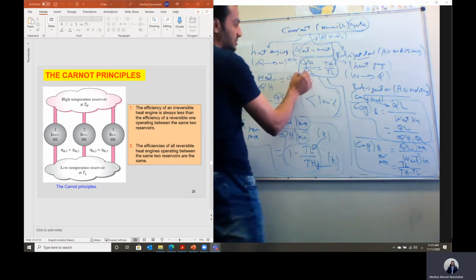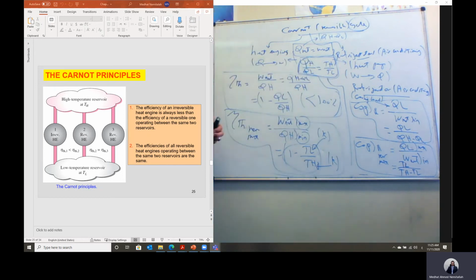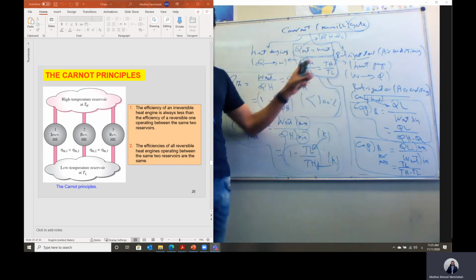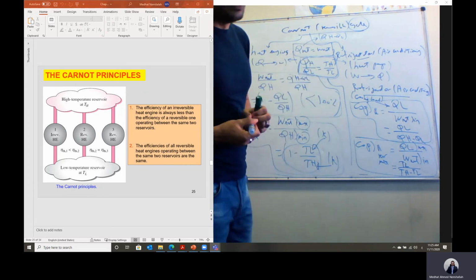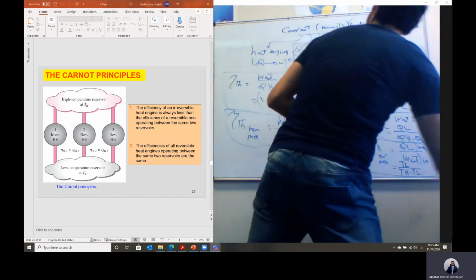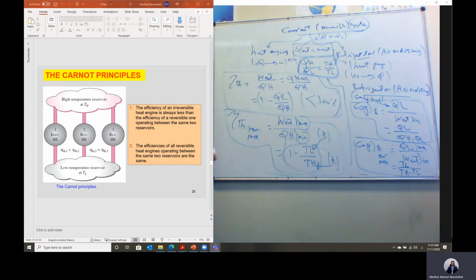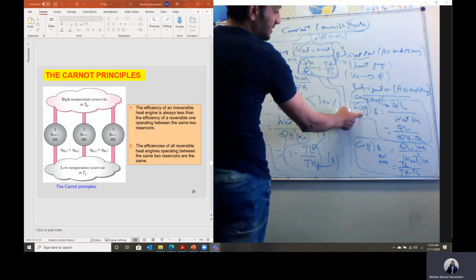I will prove this relation for you right now. I will prove why, when we have a Carnot cycle, the ratio of heat transfer Q high over Q low is the same as T high over T low. Right, this is regarding the refrigerator.